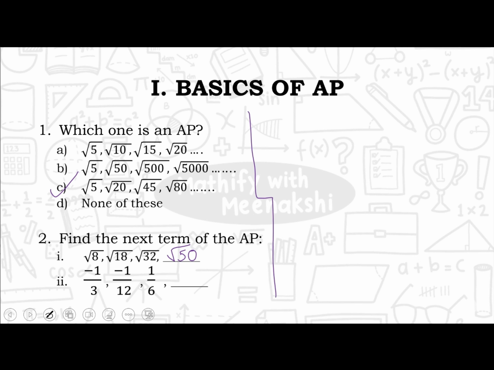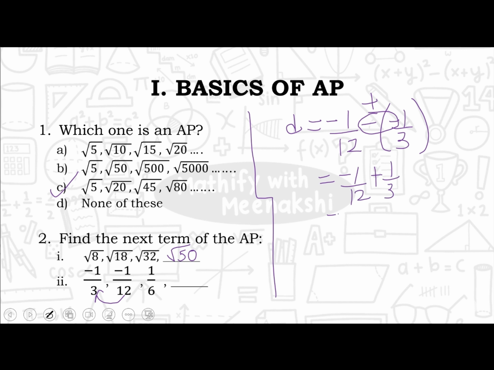Here we'll find the common difference. So you know how we can find the common difference? Common difference is always in reverse order, like second minus first. So you will write minus 1 by 12 minus 1 by 3. Now what is minus minus? It's positive. So you can simply write minus 1 by 12 plus 1 by 3.